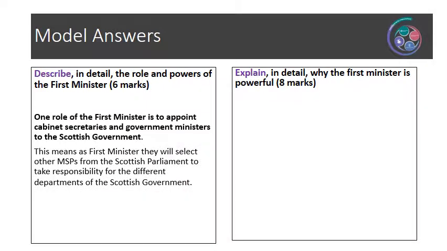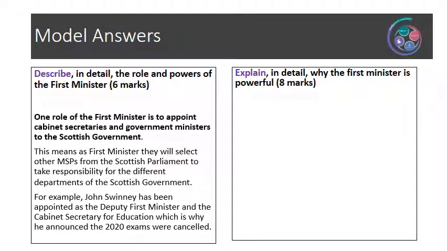One of your paragraphs may look like this. One role of the First Minister is to appoint cabinet secretaries and government ministers to the Scottish Government. Again, note the wording we've used. This means, as First Minister, they will select other MSPs from the Scottish Parliament to take responsibility for the different departments of the Scottish Government. And if you've taken detailed notes, you will be able to back that up with an example. For example, John Swinney has been appointed as the Deputy First Minister and Cabinet Secretary for Education, which is why he announced the 2020 exams were cancelled.